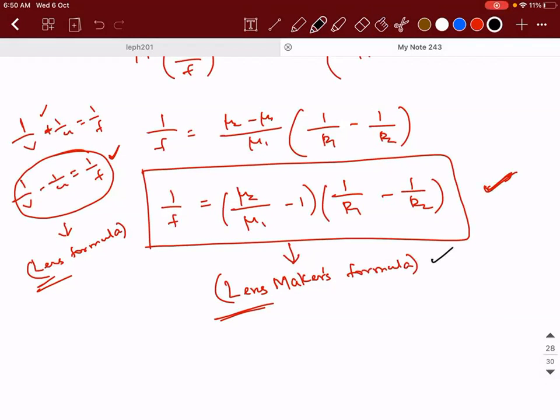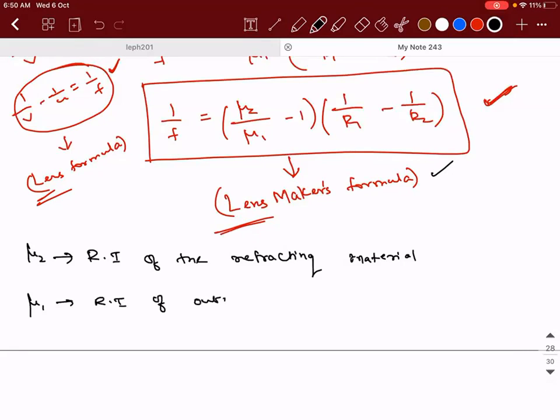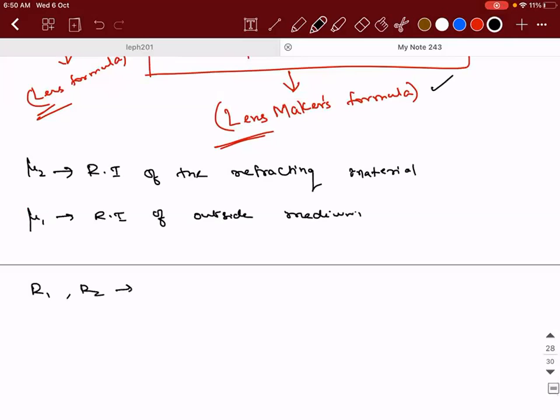mu2 divided by mu1 minus 1 into 1 by r1 minus 1 by r2, where mu2 is what? It is the refractive index of the refracting material. What is mu1? It is the refractive index of the outside medium. R1 and R2 are, what are they? They are the radii of curvature of the lens. We know radius is singular, radii stands for plural. So radii, because there are two curved surfaces with respect to a lens, generally, right? May not be two curved surfaces, even one can be there. So it is the radius of curvature of those two curved surfaces that we are trying to talk about.